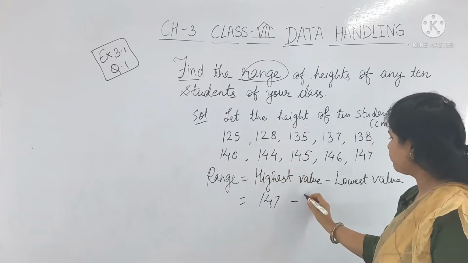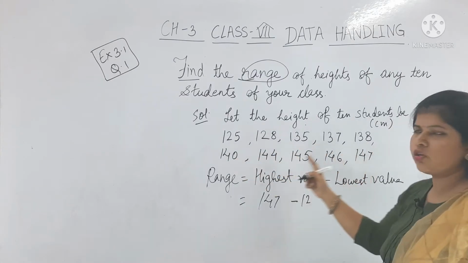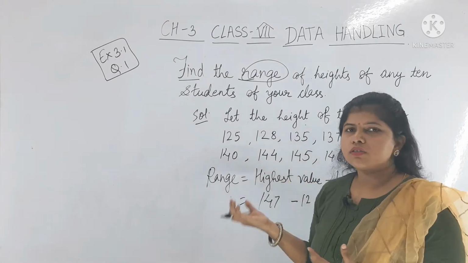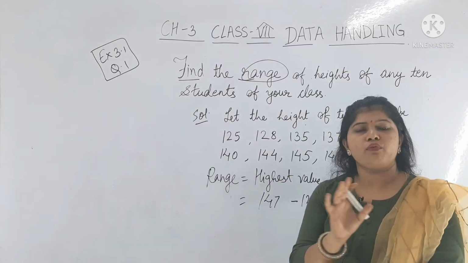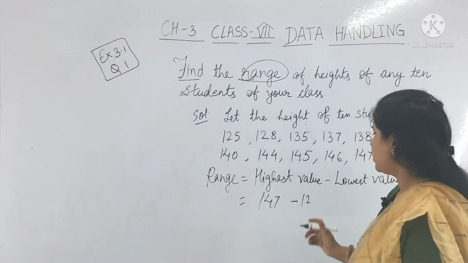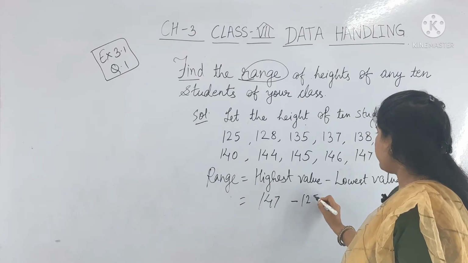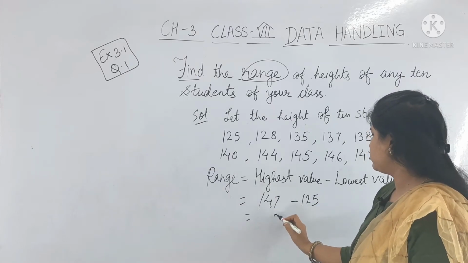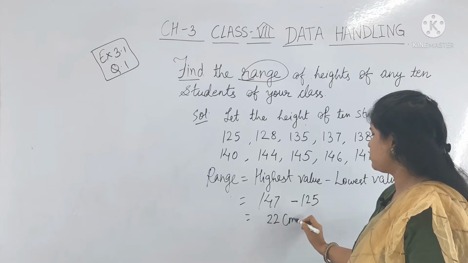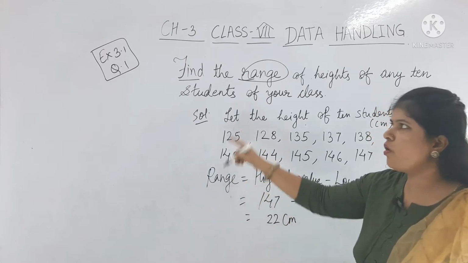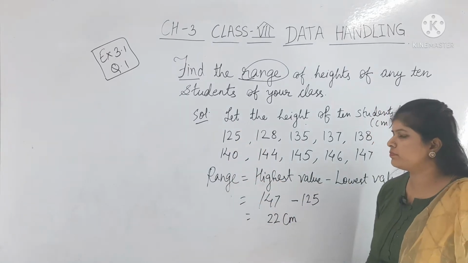You can see here, you can arrange in the ascending order. If it is given records or data, anything, you have to arrange first in ascending order, so it will be easy for you. Okay, 147 minus 125. So here 22 centimeter. So the range is 22 centimeter. This is the answer for question number 1.